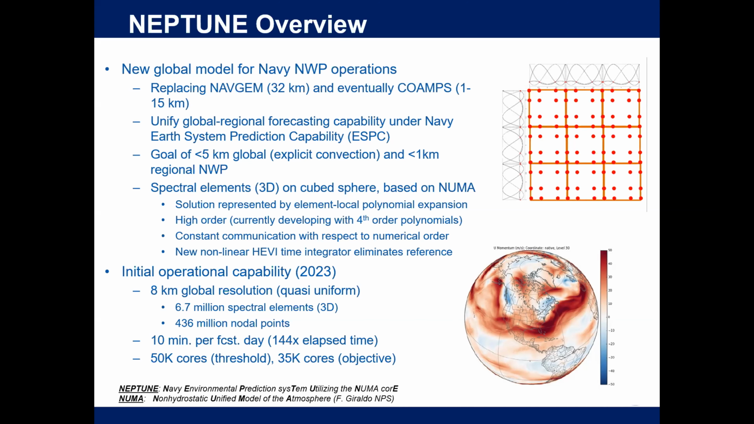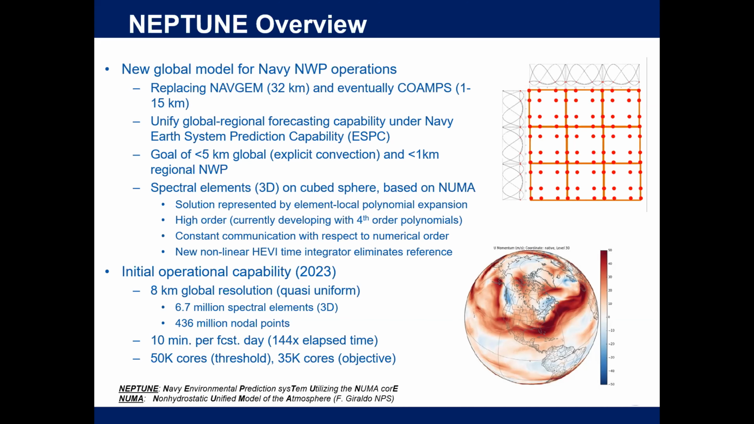And this is all being tested, getting ready for an initial operating capability, that is to replace NavGem in Navy forecast operations in a distressingly short time frame. This is supposed to go operational by 2023. The target resolution for initial operating capability is 8 kilometer quasi-uniform global resolution. We won't have mesh refinement available at that point. That works out to 436 million grid points, node points, spread out over 6.7 million spectral elements.